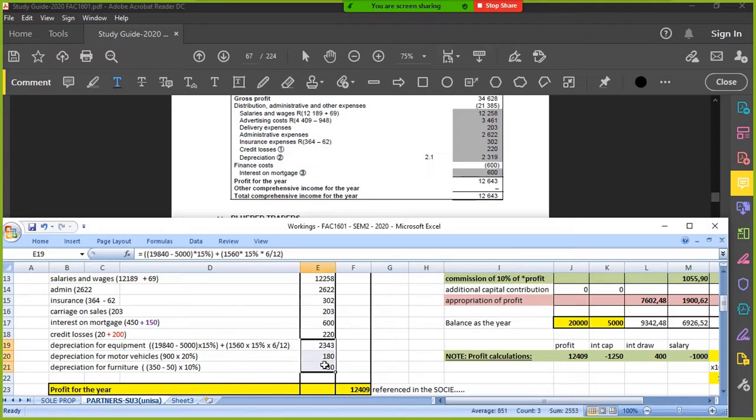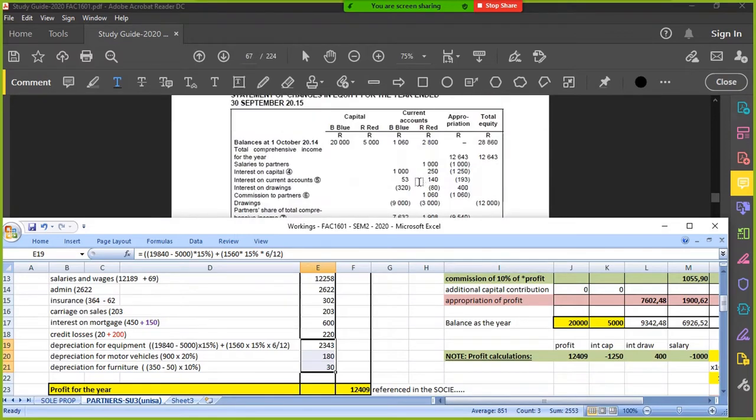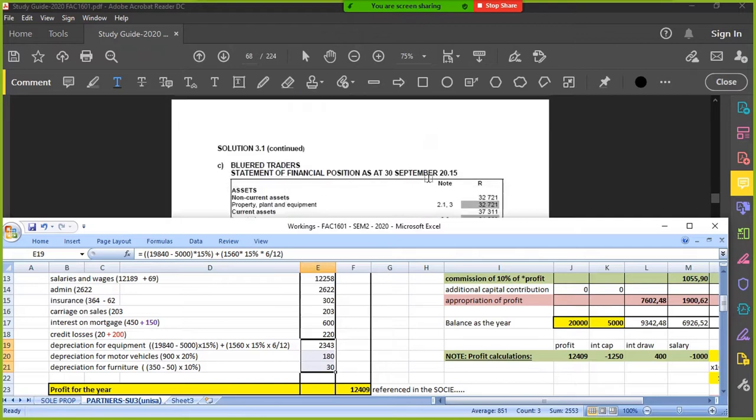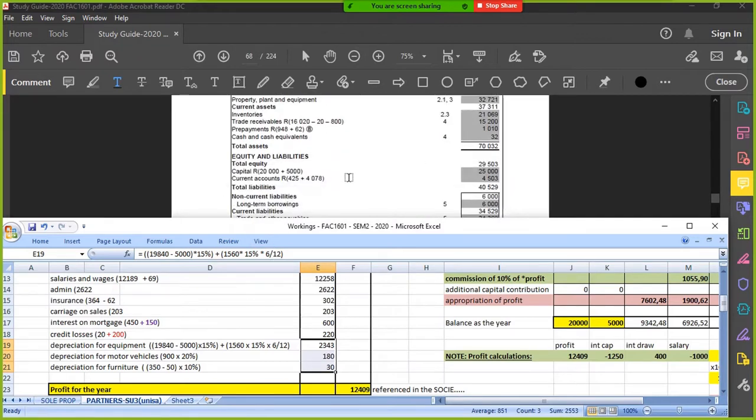So if I add them all up, what do I get? I get 2553. What did they have? They had 2319. Okay, their depreciation is wrong. Okay, they have a note here. Note number 2.1. Okay, let's go look at note number 2.1. I don't agree with their depreciation line item.